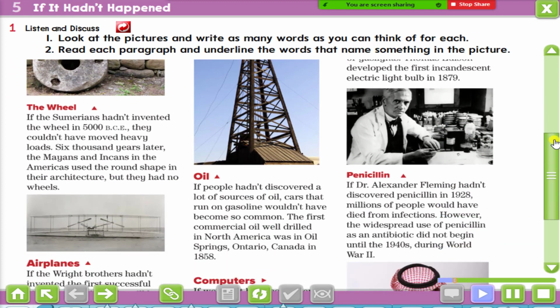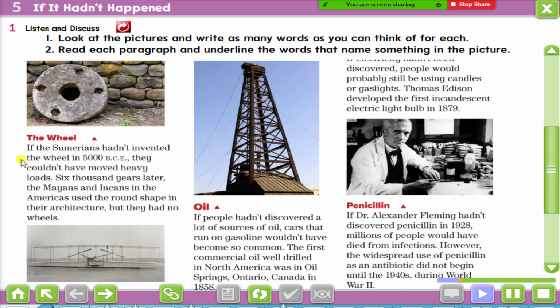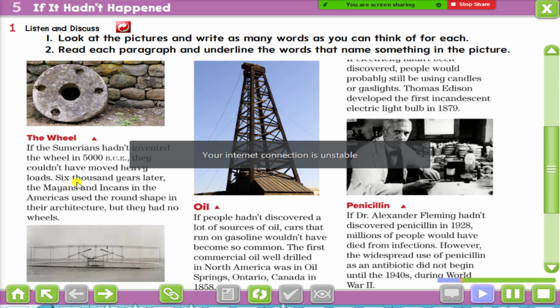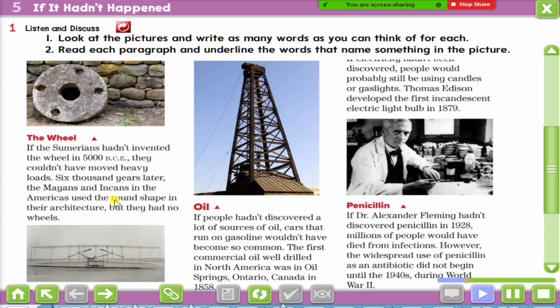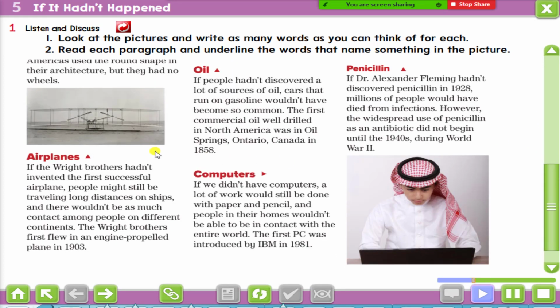The wheel. If the Sumerians hadn't invented the wheel in 5000 BCE, they couldn't have moved heavy loads. 6,000 years later, the Mayans and Incans in the Americas used the round shape in their architecture, but they had no wheels. Airplanes. If the Wright brothers hadn't invented the first successful airplane, people might still be traveling long distances on ships, and there wouldn't be as much contact among people on different continents. The Wright brothers first flew in an engine-propelled plane in 1903.